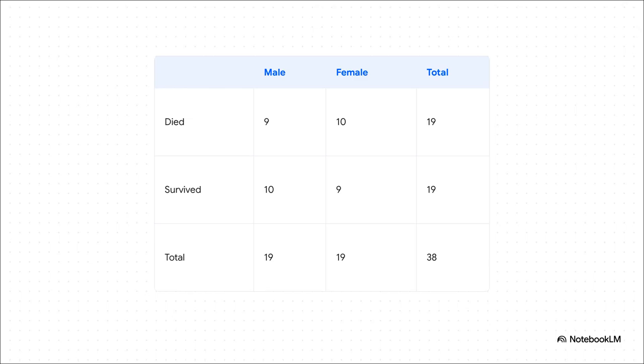For the guys, 9 died, 10 survived. For the women, 10 died, 9 survived. Just soak those numbers in and really pay attention to how small the group is. Only 38 people. Now, look at this second table. Same setup, but this time it's for 3,800 passengers. That's 100 times bigger. Here, 900 males died and 1,000 survived. And for the females, 1,000 died and 900 made it.